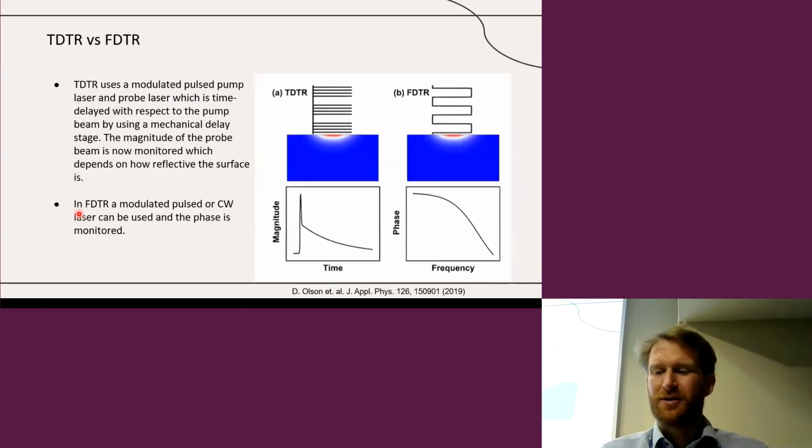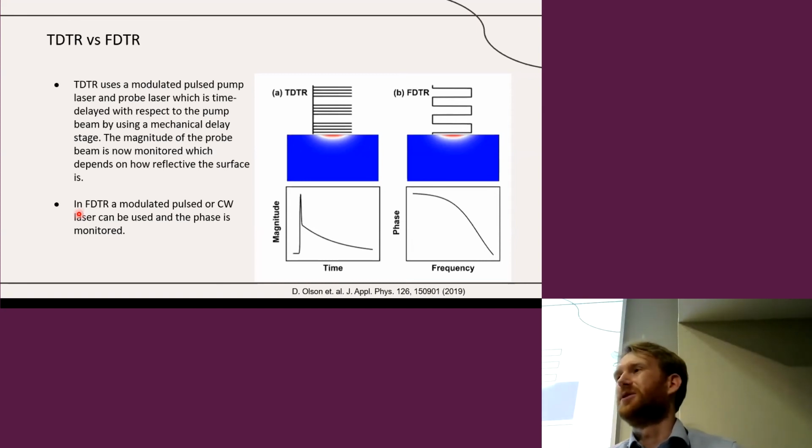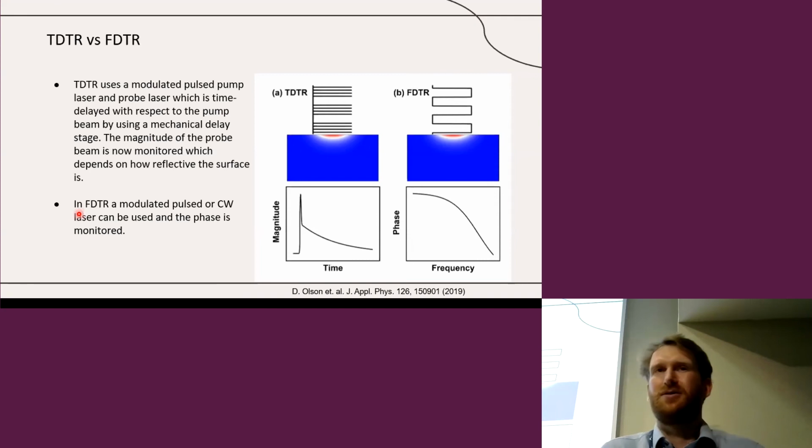Okay, so also to quickly comment on the difference between time domain thermal reflectance and frequency domain thermal reflectance. What we're measuring is the same. We are measuring the change of reflectivity due to a pump beam coming in. But what we're effectively measuring is still a little bit different. In time domain thermal reflectance, we will modulate the amplitude of this beam in time, and then we will use a mechanical delay to delay the probe beam with respect to the pump beam, and to see how the magnitude of this reflectivity changes when you change the delay time.